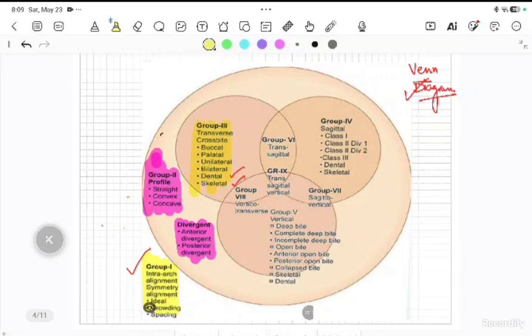Now there is group 4. Group 4 is very easy. Sagittally. Sagittally means, if this is the patient standing, just wait, I'll tell you. For example, this is the side face, this is the nose, these are the lips and this is the chin of the patient.